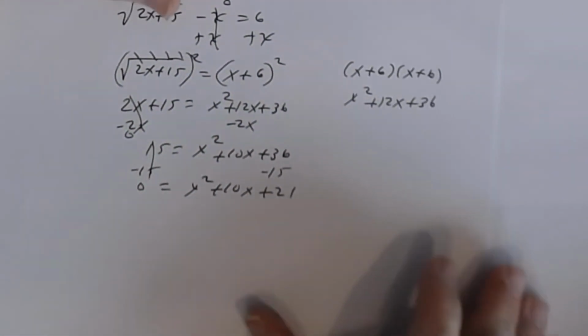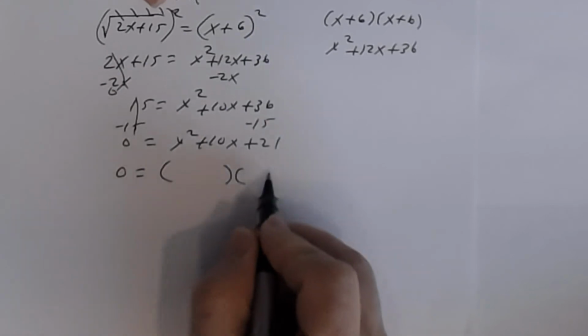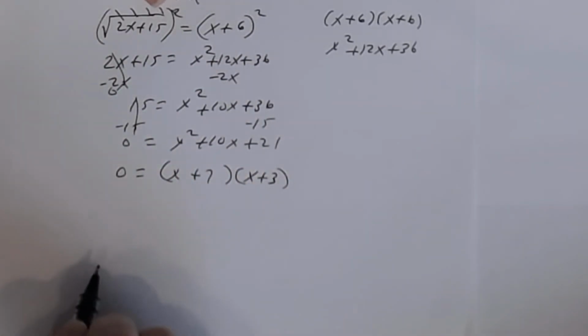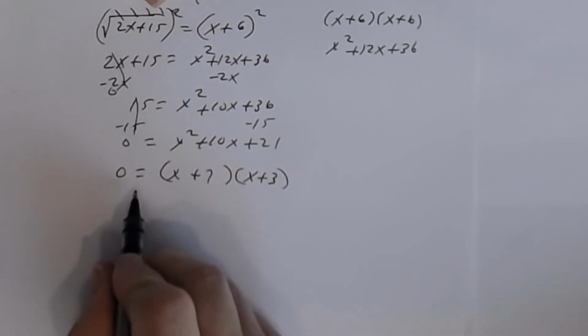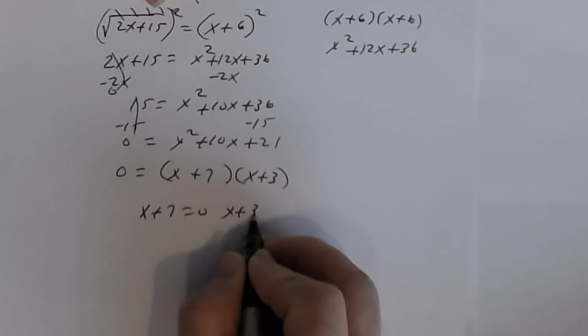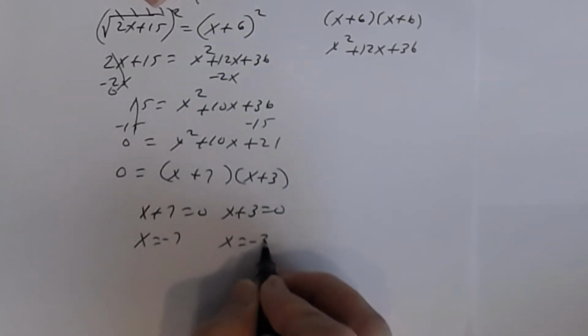Okay, and let's go ahead and factor this now. So I get 0 equal, when I factor this, I get x plus 7 times x plus 3. And I'm going to set each factor equal to 0. So I'm going to get x plus 7 equals 0, x plus 3 equals 0. So I get x to be a negative 7 and x to be a negative 3.